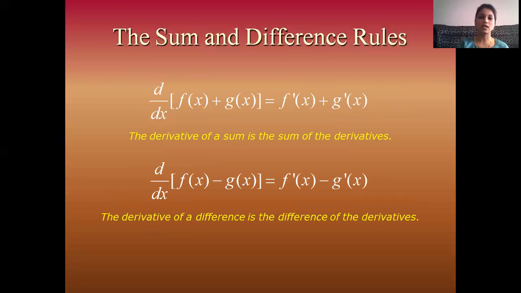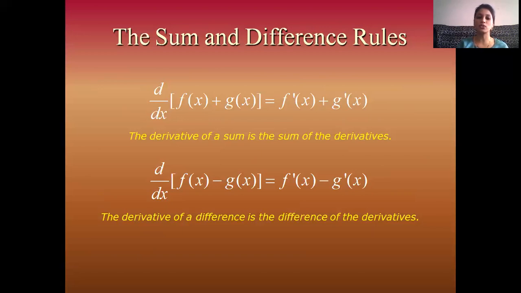Next rule, the sum and difference rule. First is the sum rule. Apply derivative on f of x plus g of x. It means we have two functions, f of x and g of x. Add these two functions and apply derivative with respect to x on it. When I apply, then the derivative goes separately. That is, the derivative of f of x with respect to x is f dash of x, and the derivative of g of x with respect to x is g dash of x. We get one note: the derivative of a sum is the sum of the derivatives.